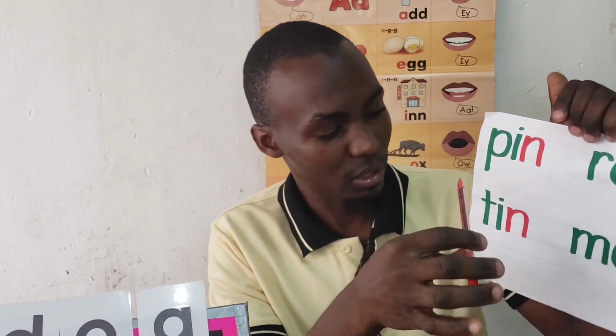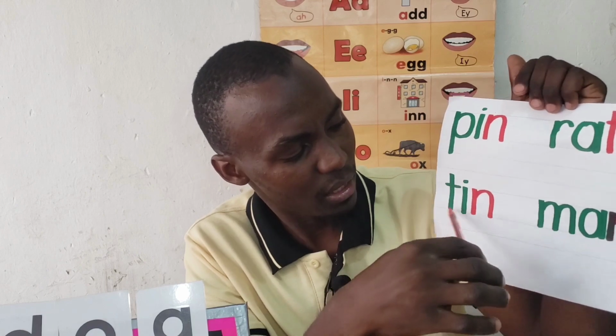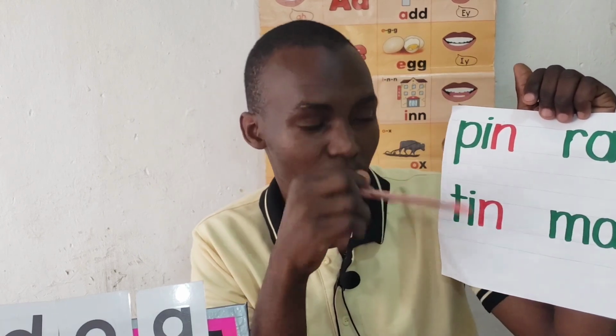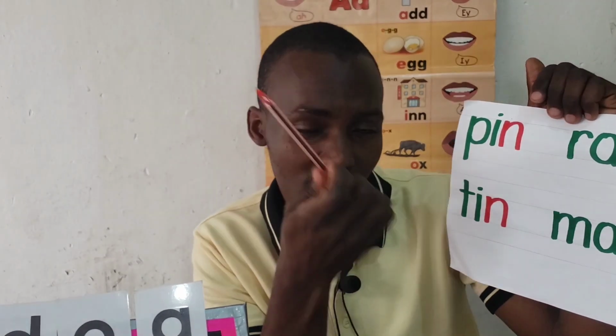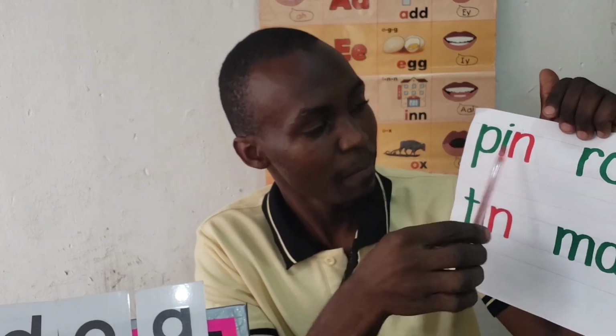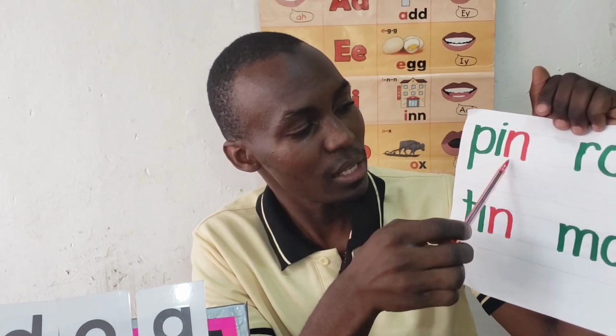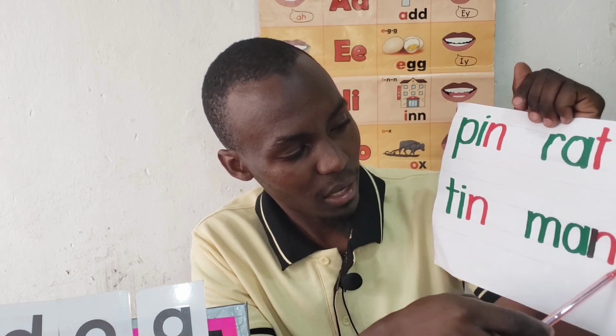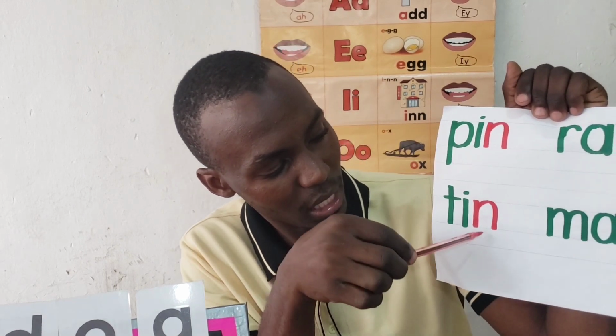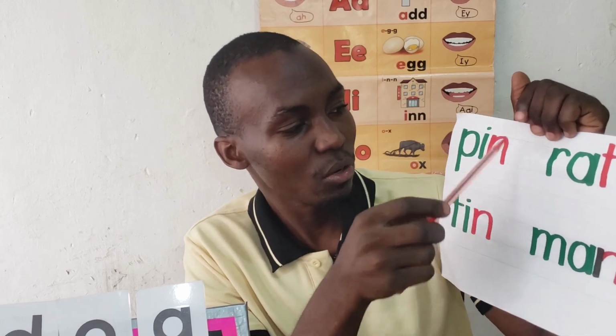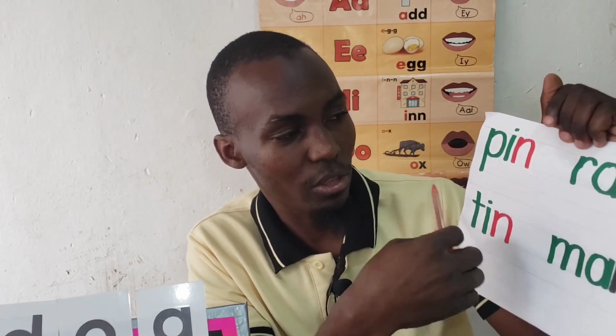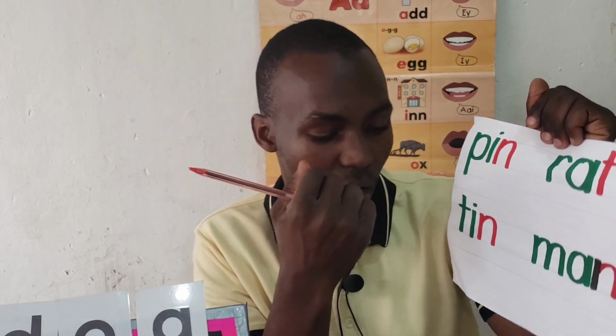Then here we are identifying the last sound. Tell your child to circle the words which have the same sound at the end. For example, pin has the sound n, man has the sound n, and tin has the sound n at the end. So we circle these three. Rat is the odd one out. This is what we call phoneme isolation.